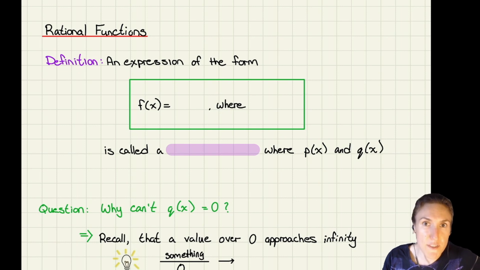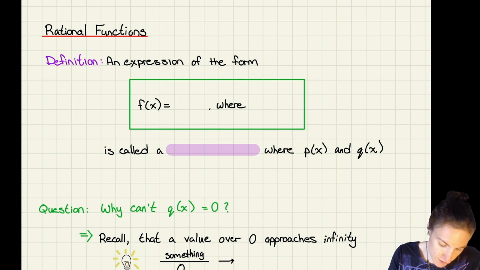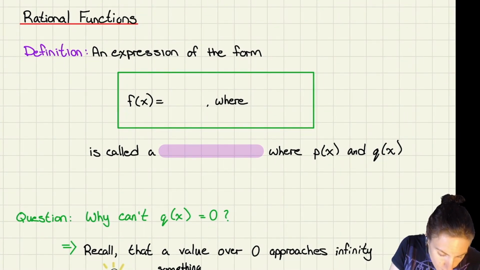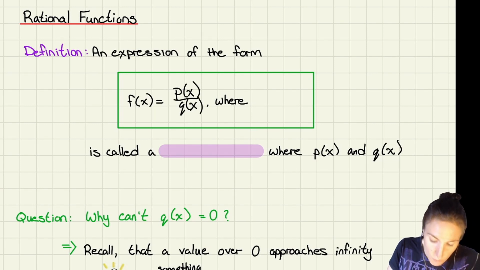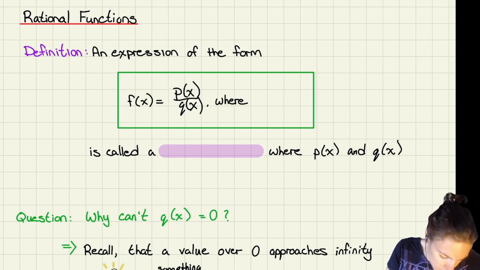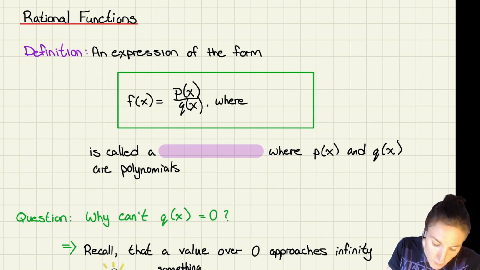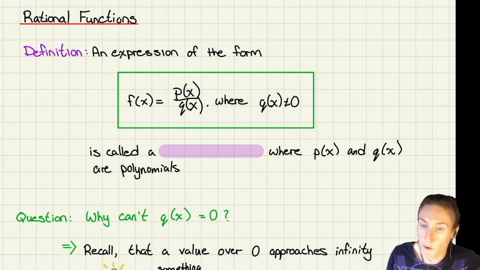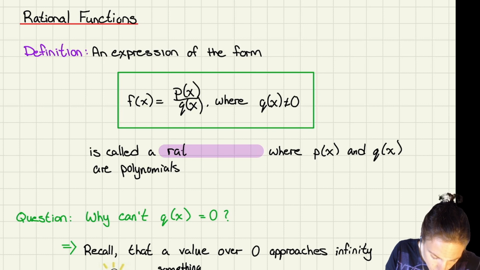Hello everyone, I'm going to be talking to you about rational functions. What are these functions? They're expressions of the form f of x is equal to p of x over q of x, where p and q are polynomials, which we talked about last week, where the polynomial on the denominator, q of x, cannot be equal to 0. And again, these are rational functions.